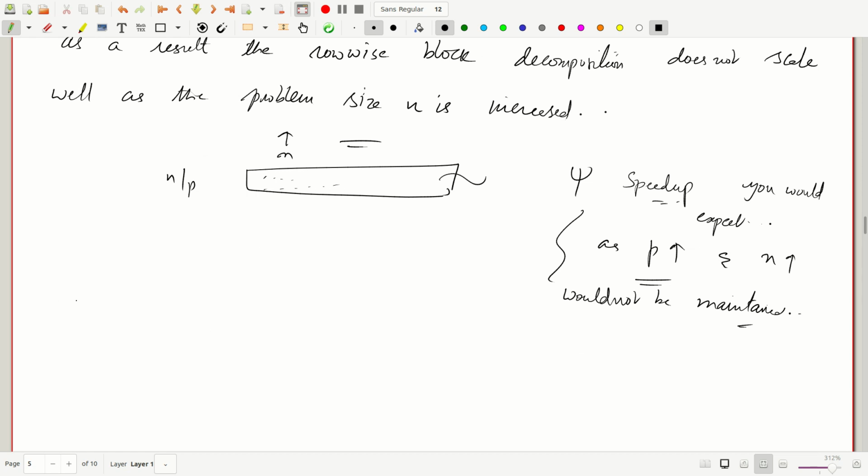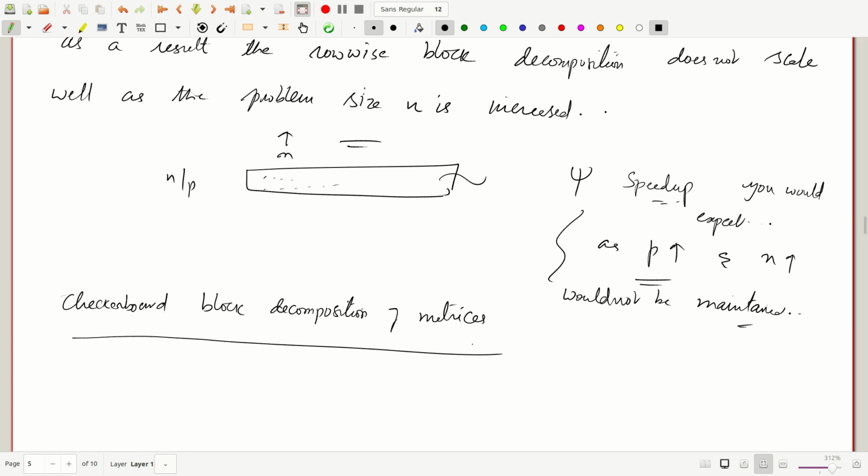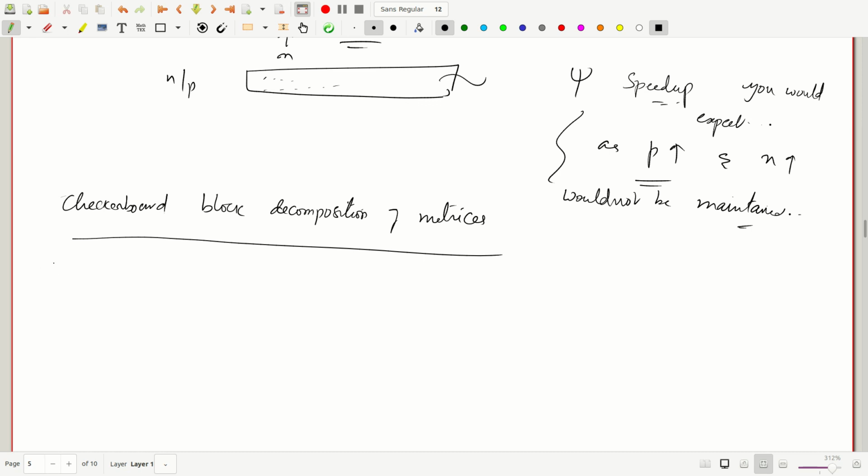So with this motivation, we will look at another matrix multiplication algorithm, which is based on an idea of checkerboard block decomposition of matrices. Using this, we're going to devise another method of calculating matrix multiplication, which will have better computations per number of elements of B, with which the algorithm scales well. That leads us to the other method, checkerboard block decomposition of matrices, also known as Cannon's algorithm for matrix multiplication.